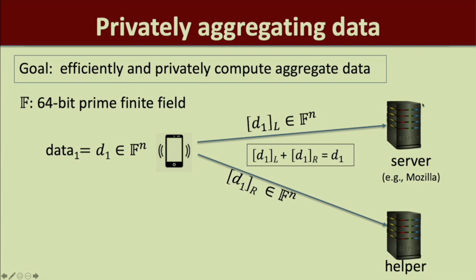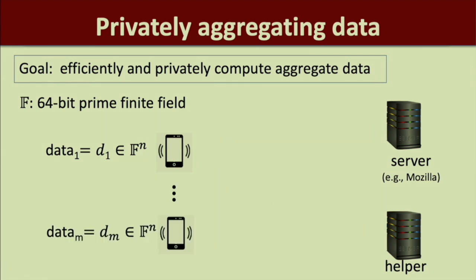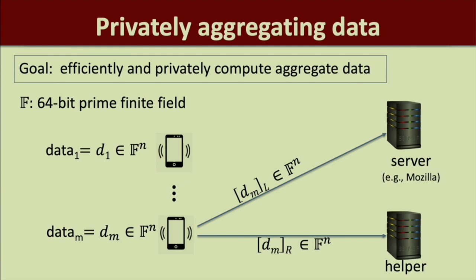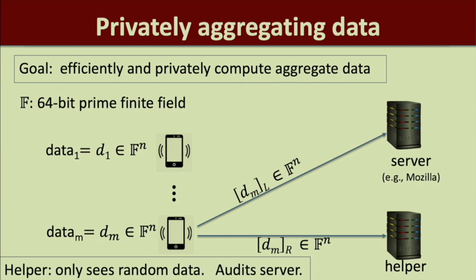So individually, neither one of these knows the data in the clear. Of course, if they collude, they can recover the data in the clear, but the assumption is that these are non-colluding parties, and we'll talk about the assumption in just a second. So basically, all the users in the system are going to do this. Everybody splits their data, sends it to the server and to the helper, and that's how the system operates. Now, what is the purpose of this helper?